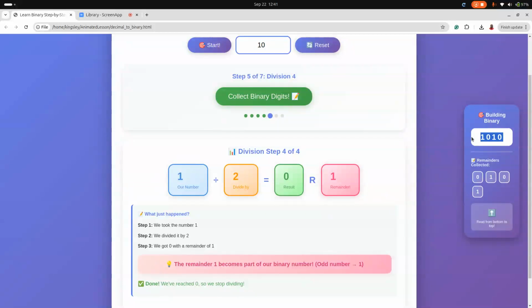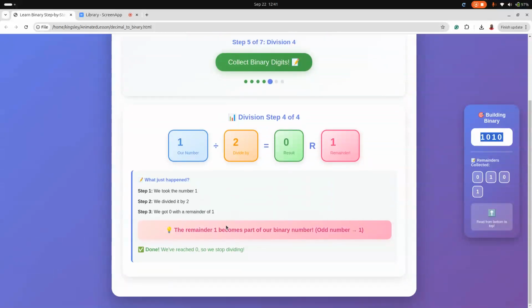I will explain why the numbers are in a different order here. Look at this step again. Now it says done. We have reached 0, so we stop dividing. The moment the quotient, which is the result, is 0, you can no longer divide. So that's where you stop dividing.